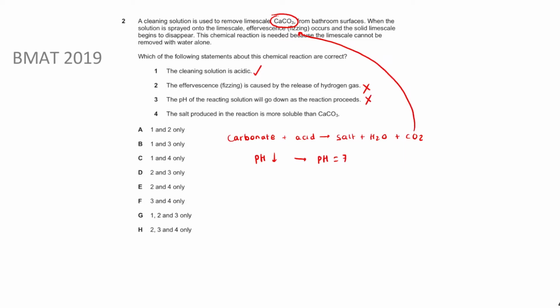And then we have: the salt produced in the reaction is more soluble than calcium carbonate. That's actually true, because the salts you're going to produce in this reaction, let's say for example the acid is hydrochloric acid, you're going to produce calcium chloride, and all of these salts are going to be soluble in water, whereas calcium carbonate, as it says, can't be removed by water alone, and the reason for that is because it can't be dissolved in water.